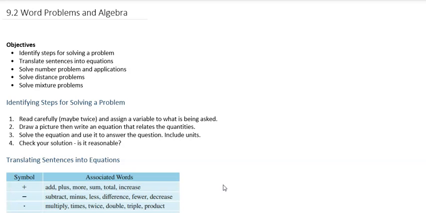Okay, today I'm going to be talking about section 9.2. We're still talking about algebra and linear equations, but now we're applying them to word problems and how to set them up and solve for them. So all the objectives are here if you want to pause and take a look at what we're doing.